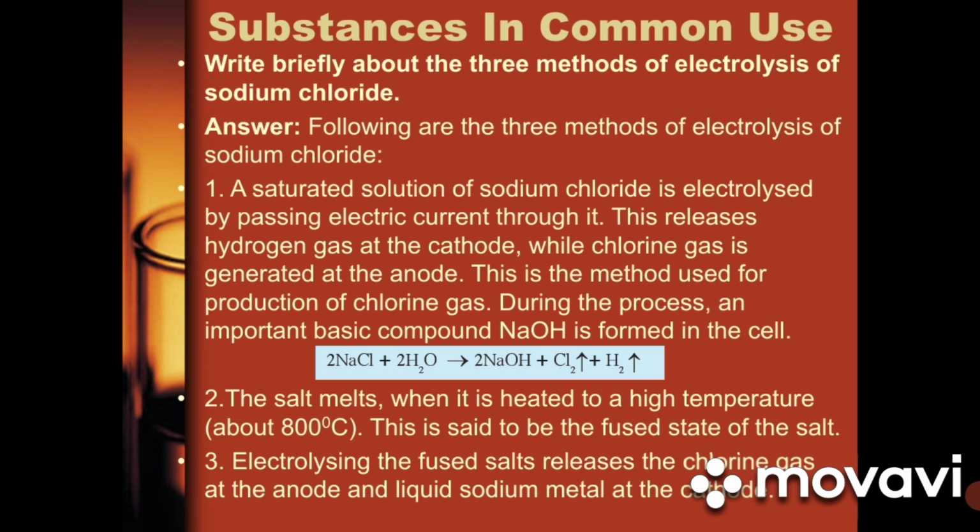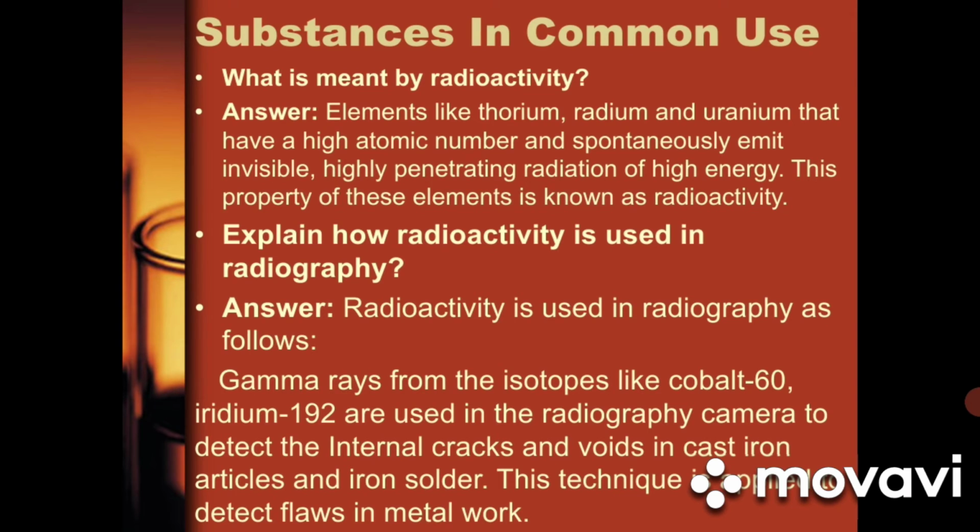The second method is the salt melts when it is heated to a high temperature, that is about 800 degrees Celsius. This is said to be the fused state of the salt. The third method, electrolyzing the fused salts, releases the chlorine gas at the anode and liquid sodium metal at the cathode.